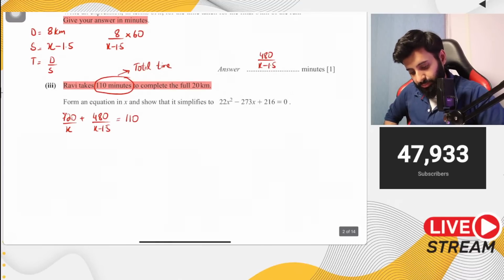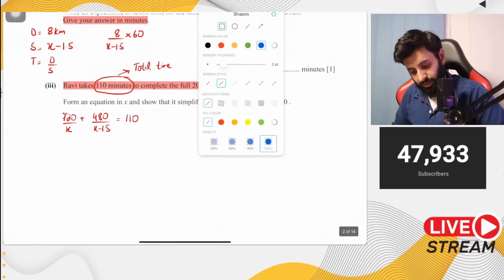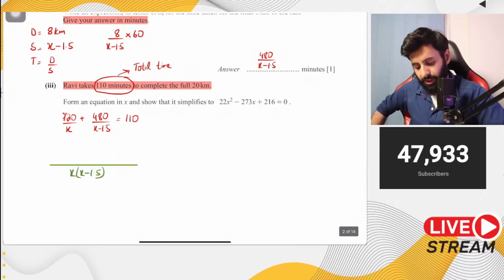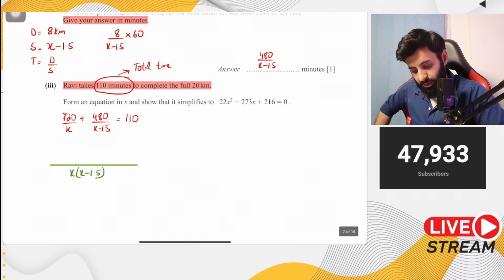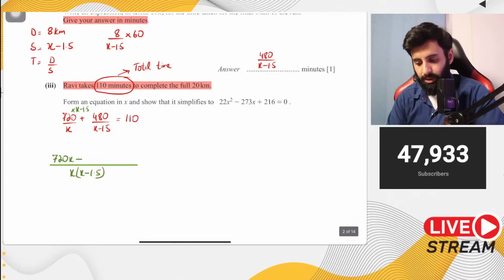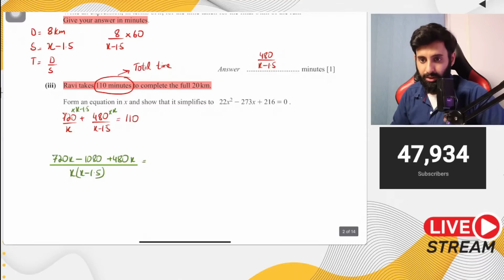So we take the LCM, which is going to be x into x minus 1.5. Let's do that. The LCM is x into x minus 1.5, x squared minus 1.5x, but we can do that in the next step. So 720 gets multiplied by x minus 1.5, so that is going to be 720x minus, let's see what is 720 into 1.5, that's minus 1080. This gets multiplied by x, so plus 480x, which is equal to 110.